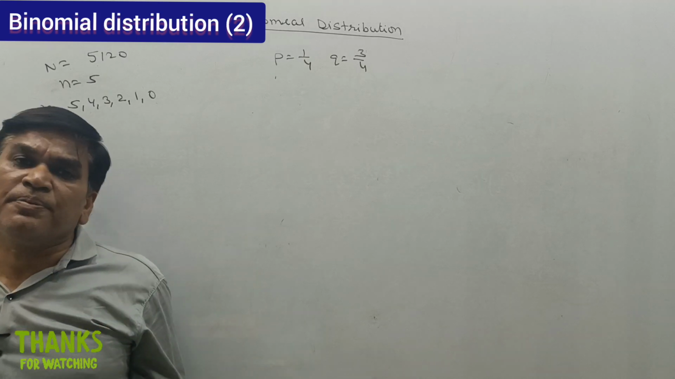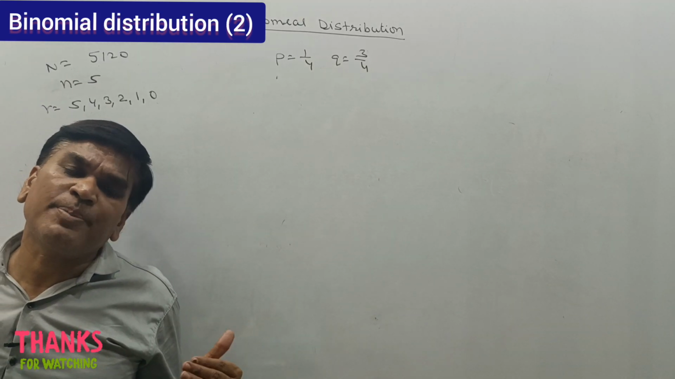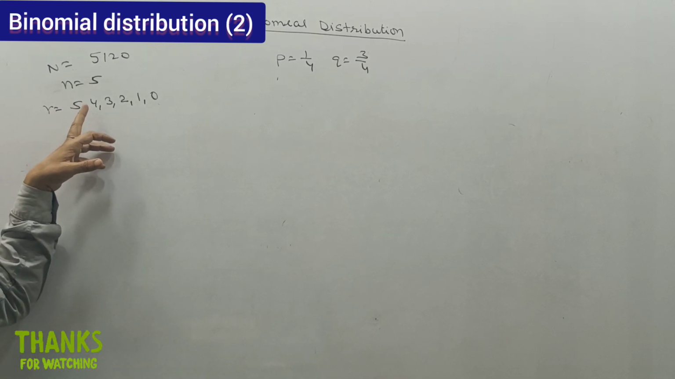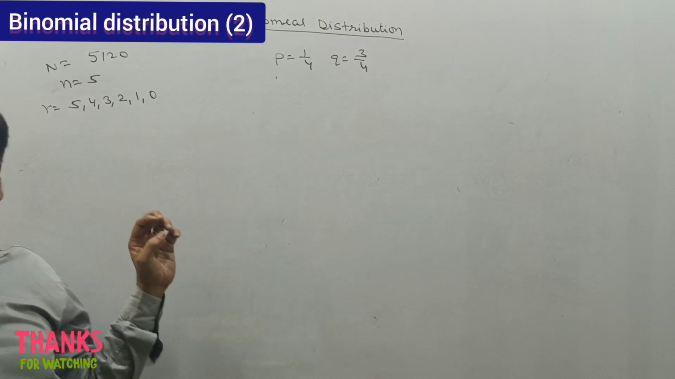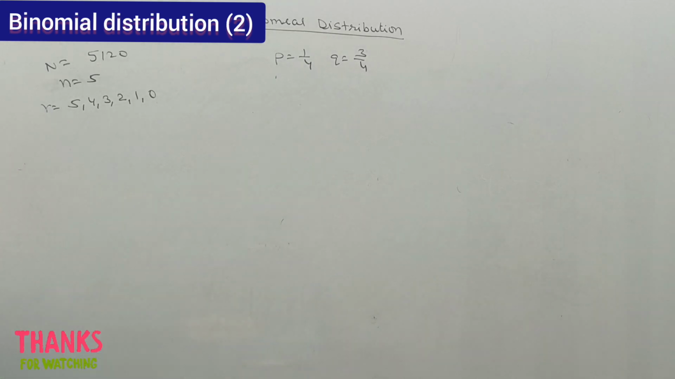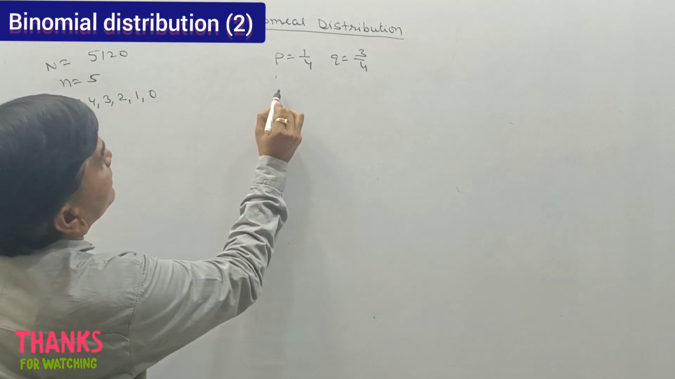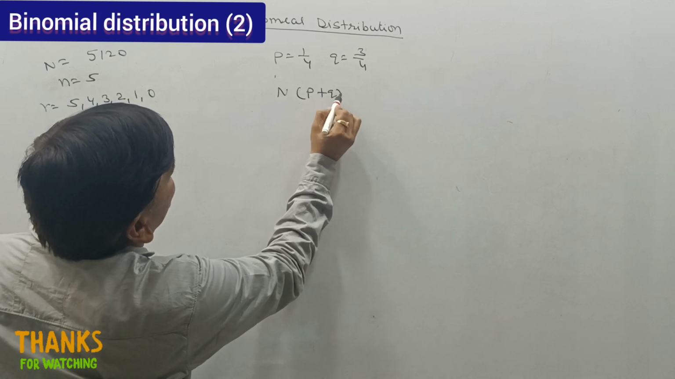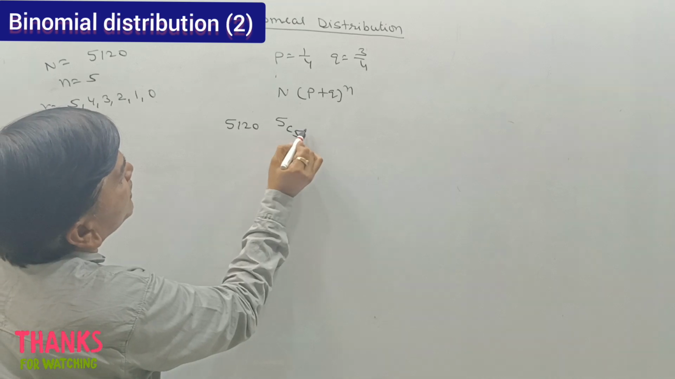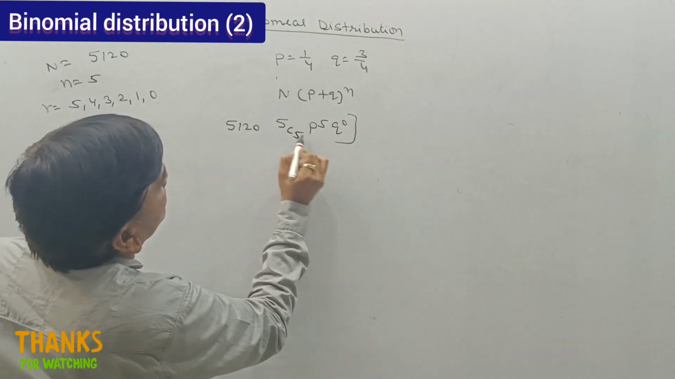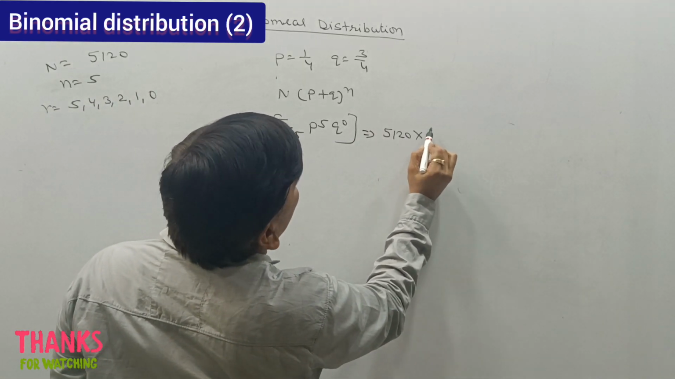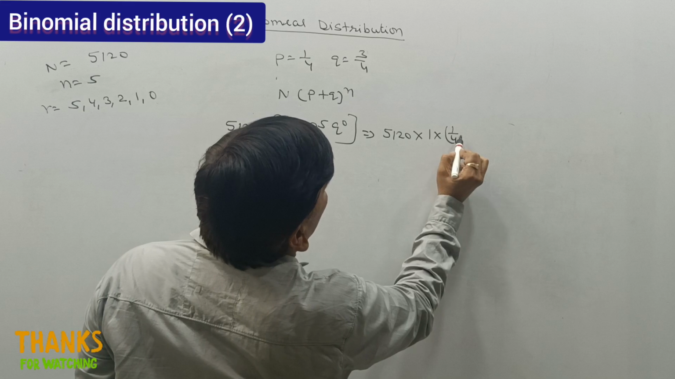We are to calculate the number of flower beds in which all 5 seeds will grow, the number of beds in which only 4 will grow, and the number of beds which have only 3 seeds. So the very first formula is N times (P plus Q) raised to power n. So 5120, first one 5C5 P raised to power 5 Q raised to power 0. All 5 seeds cultivated. So 5120 multiplied by 1 by 4 raised to power.